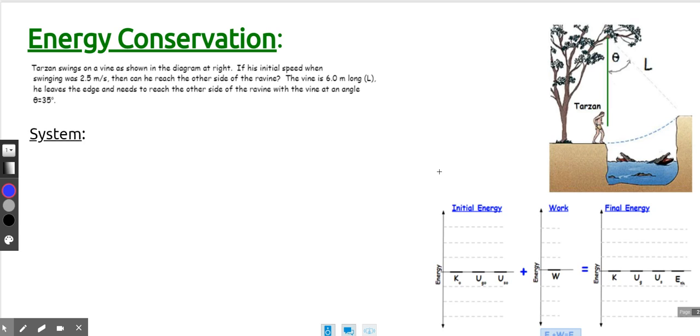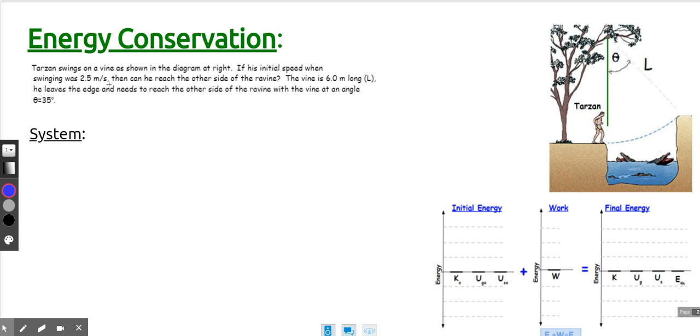And here's the problem. Tarzan swings on a vine as shown in the diagram at right. If his initial speed when swinging was 2.5 meters per second, then can he reach the other side of the ravine? The vine is 6 meters long, L, as shown in the diagram. He leaves the edge and needs to reach the other side of the ravine with the vine at an angle of 35 degrees for theta, as shown here.